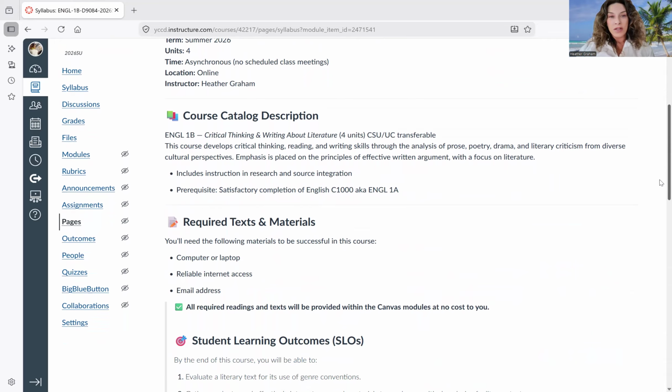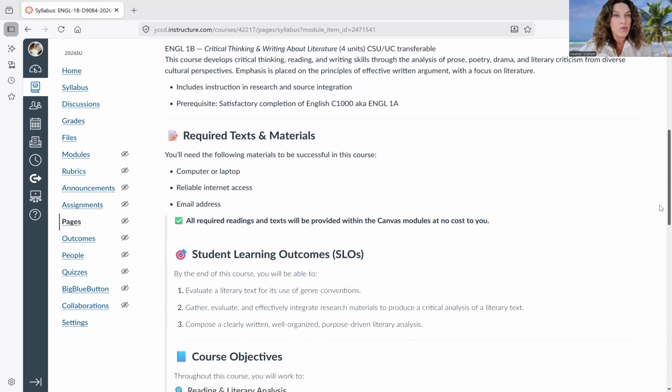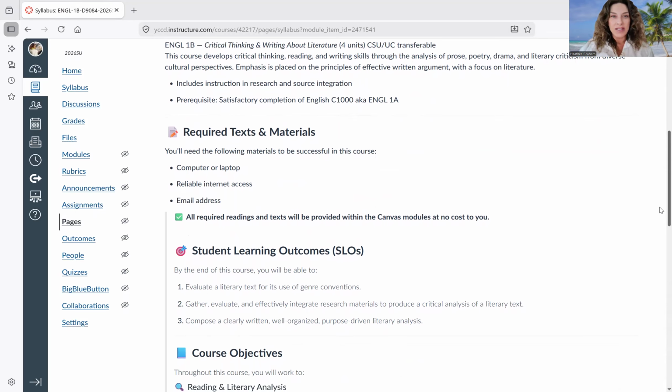The course catalog description says this course develops critical thinking, reading, and writing skills through the analysis of prose, poetry, drama, and literary criticism from diverse cultural perspectives. Emphasis is placed on the principles of effective written argument with a focus on literature. And you should have completed English C1000, which used to be referred to as English 1A. So either one of those, they're the same class, just a different title. A rose is a rose, right?